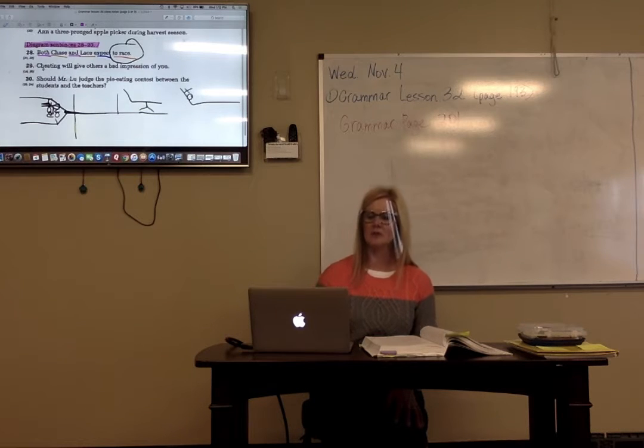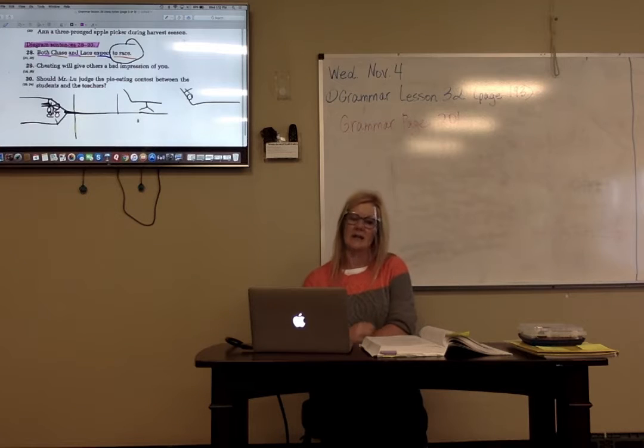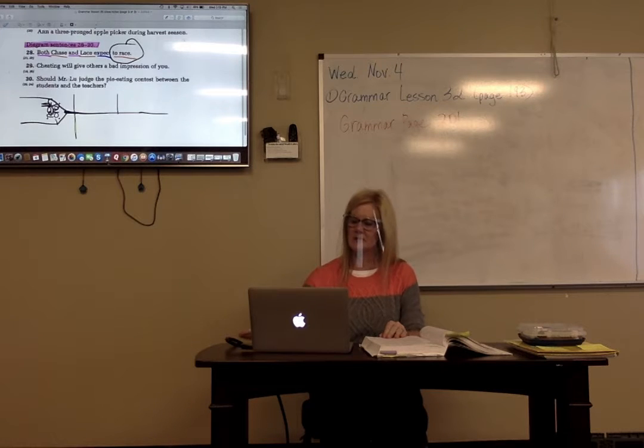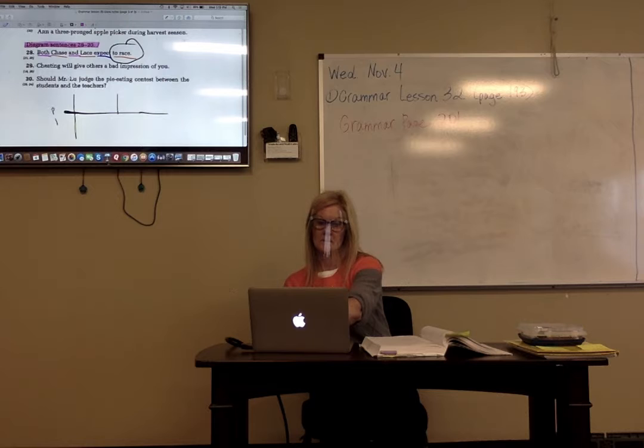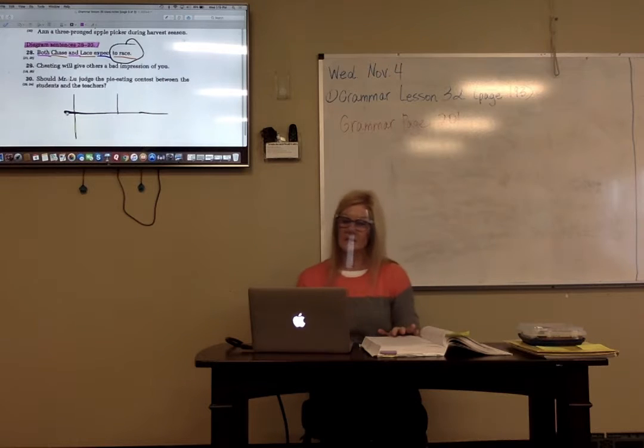So here's your infinitive to race. You have both is on one side of that. It looks like this, but much neater. And is on the other side. It looks like this, but much neater. Both Chase and Lace expect to race. All right, tackle number 29. Andrew, in the back, read us this sentence, please. Cheating will give others a bad impression of you. Okay, that's very different from Chase and Lace. Okay, yep. Highlight it first. Cheating will give others a bad impression of you. Look for subject, look for verb, look for direct object.